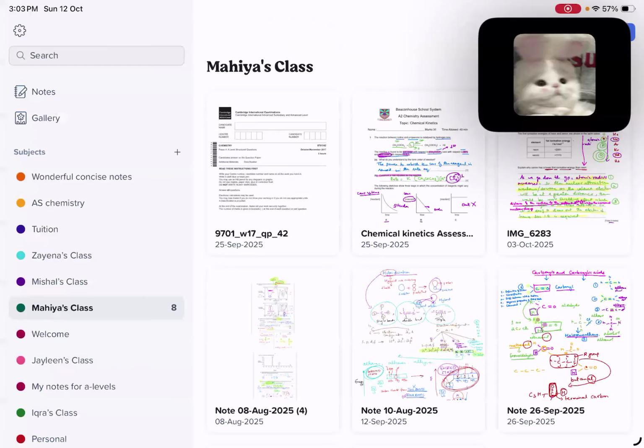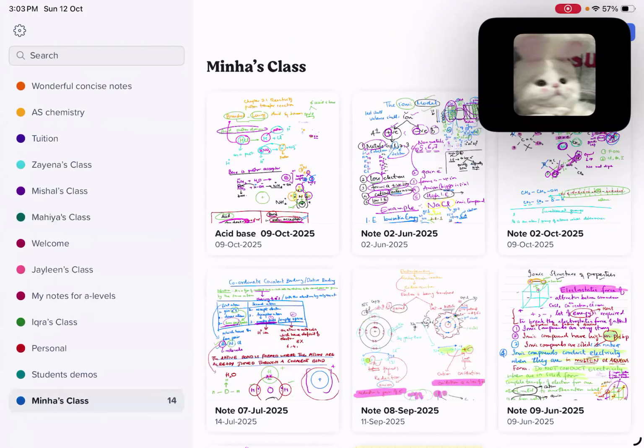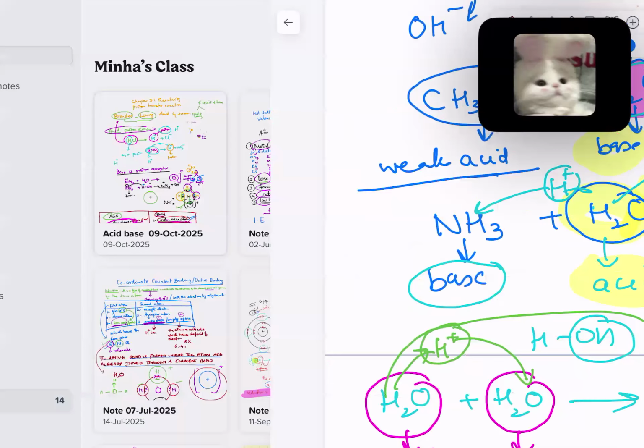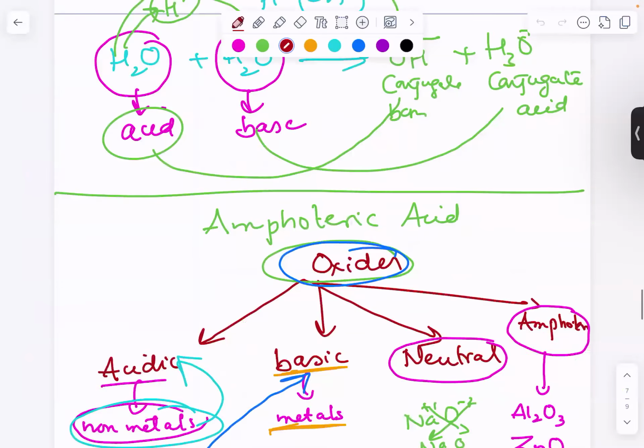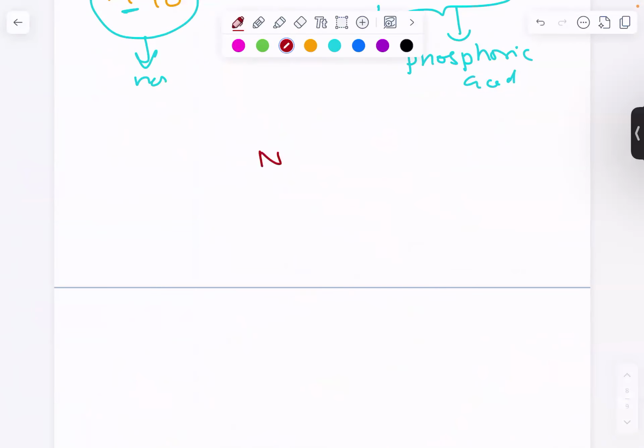Could you draw the Lewis structure for NO3 minus? Yeah, why not? Just a minute. I wanted to see if I was correct. Okay, fine. We started a new document. So NO3 minus is this.